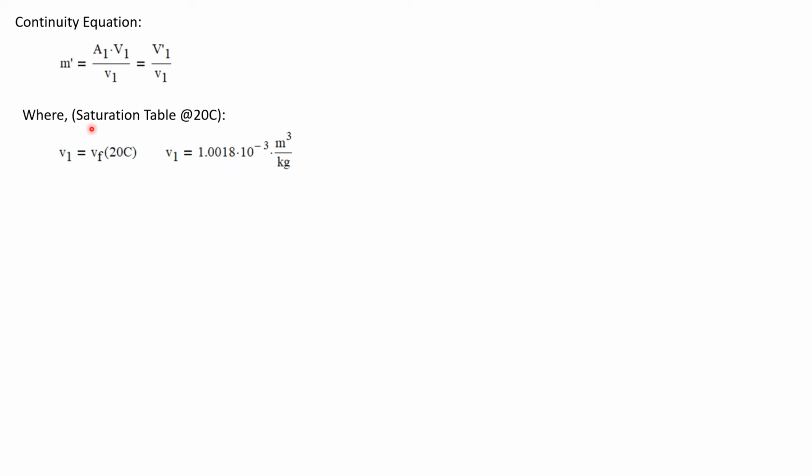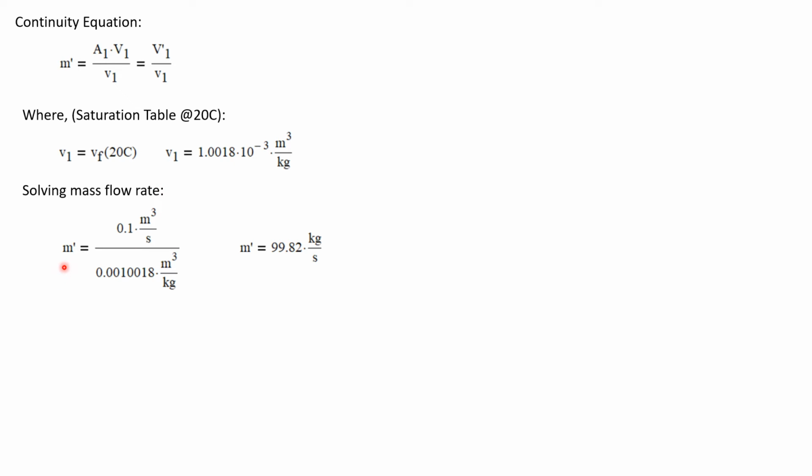So we can go to the water saturation table at 20 degrees C, and for a subcooled liquid, we'll take the specific volume at state 1 to be the specific volume of a saturated liquid at the same temperature, which is 20 degrees C. And from our table, we get that the specific volume is 1.0018 times 10 to the minus third cubic meters per kilogram. And we can do this because we're considering the liquid to be incompressible.